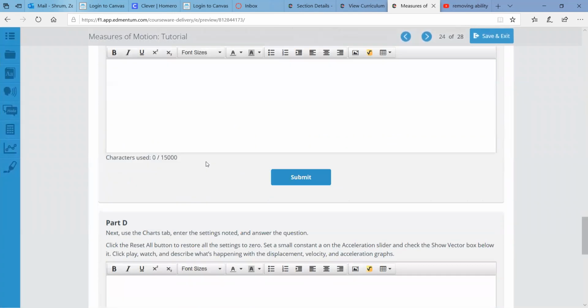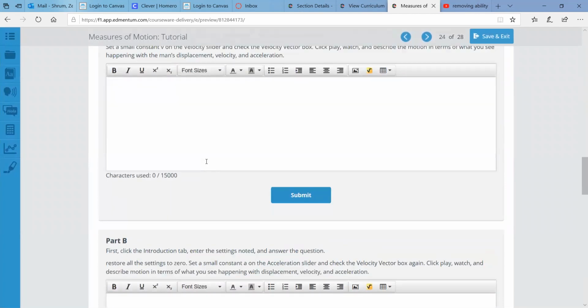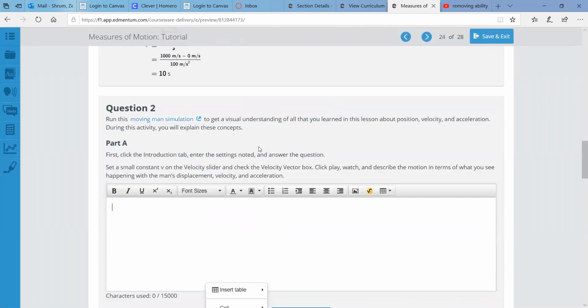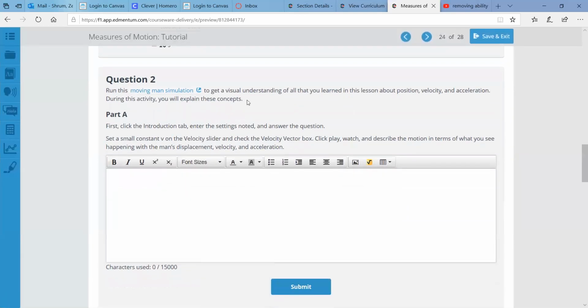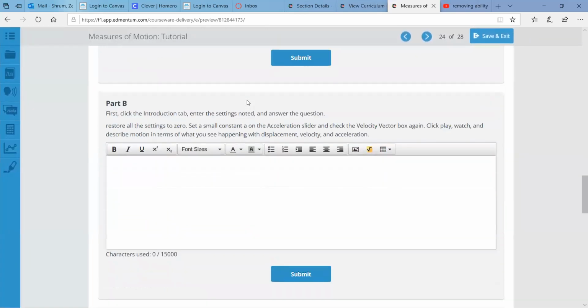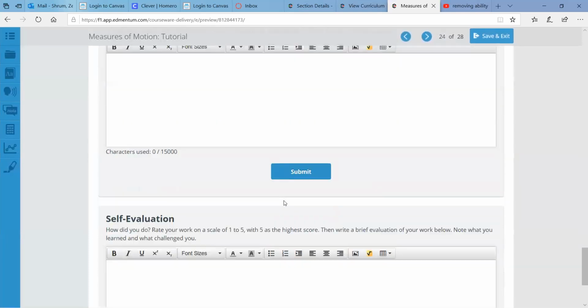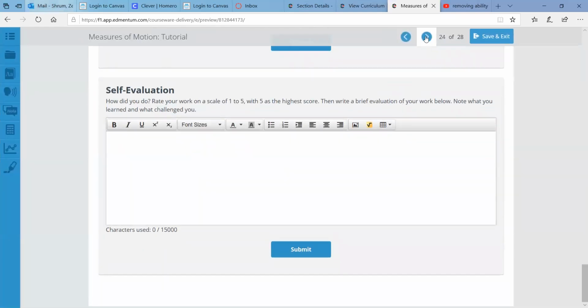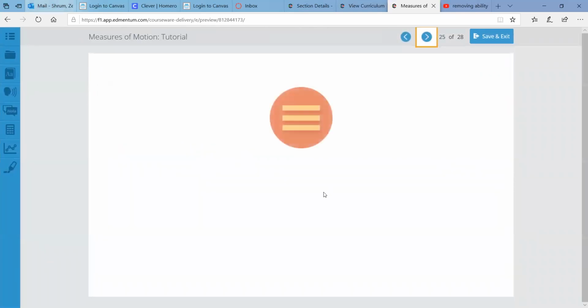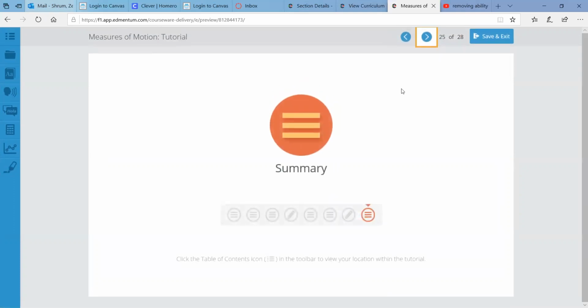And question 2, you are given a simulation and it tells you what to do step by step. So I will let you have fun with that. And I'll move on to the summary.